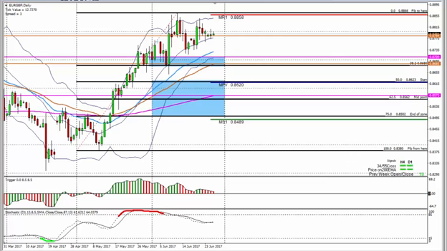Currently, it looks like we are trapped in a triangle on this one. Okay, so take note of that. Possible counter trades, 8858. I will re-look at that.